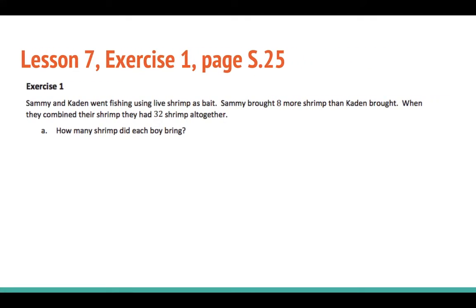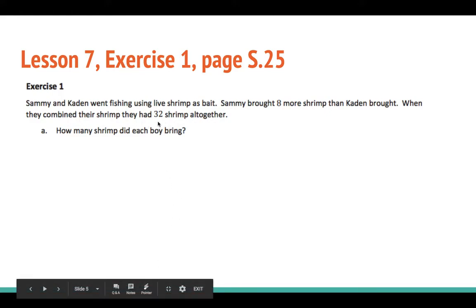Lesson 7, Exercise 1, page S25. Exercise 1 reads, Sammy and Caden went fishing using live shrimp as bait. Sammy brought 8 more shrimp than Caden brought. When they combined their shrimp, they had 32 shrimp altogether. Letter A asks us how many shrimp did each boy bring. So we know that Sammy brought 8 more shrimp than Caden brought, and our total should be 32.